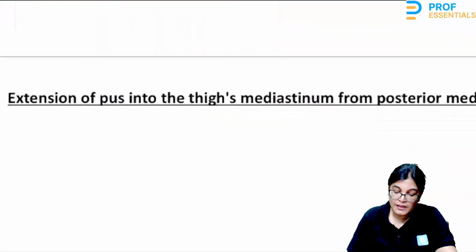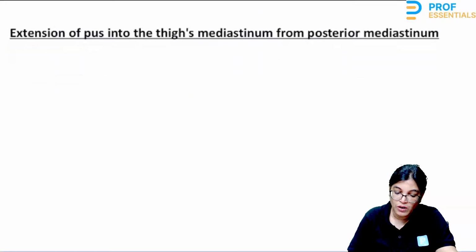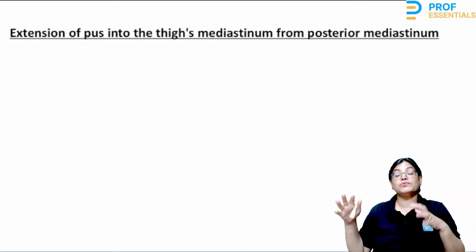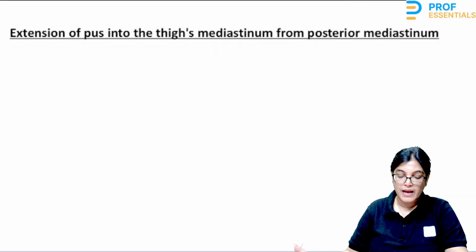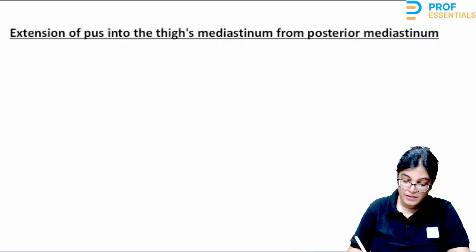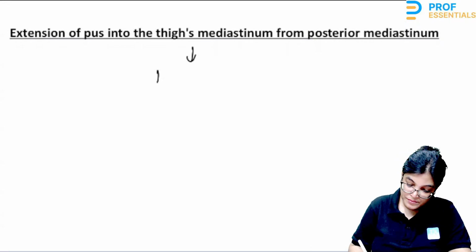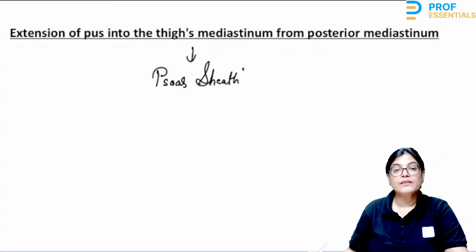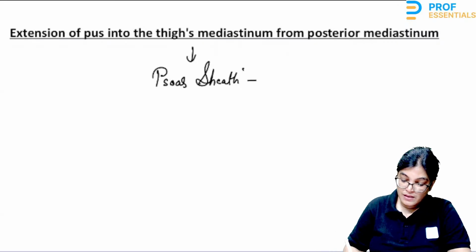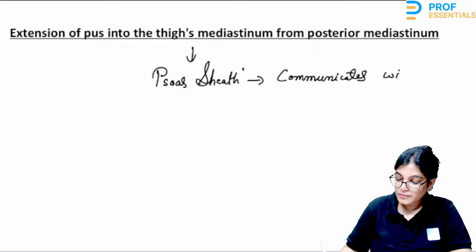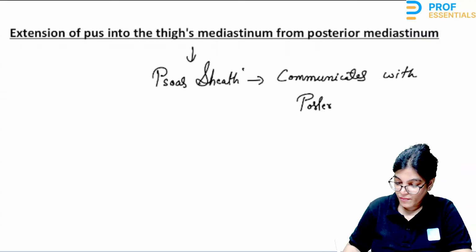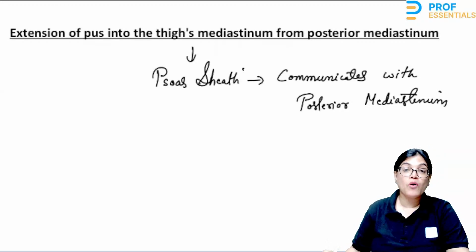Sometimes, not always, extension of pus can also happen from the posterior mediastinum to the thigh region. This happens because we know there is the psoas sheath, and this psoas sheath communicates with the posterior mediastinum by a funnel shaped orifice.